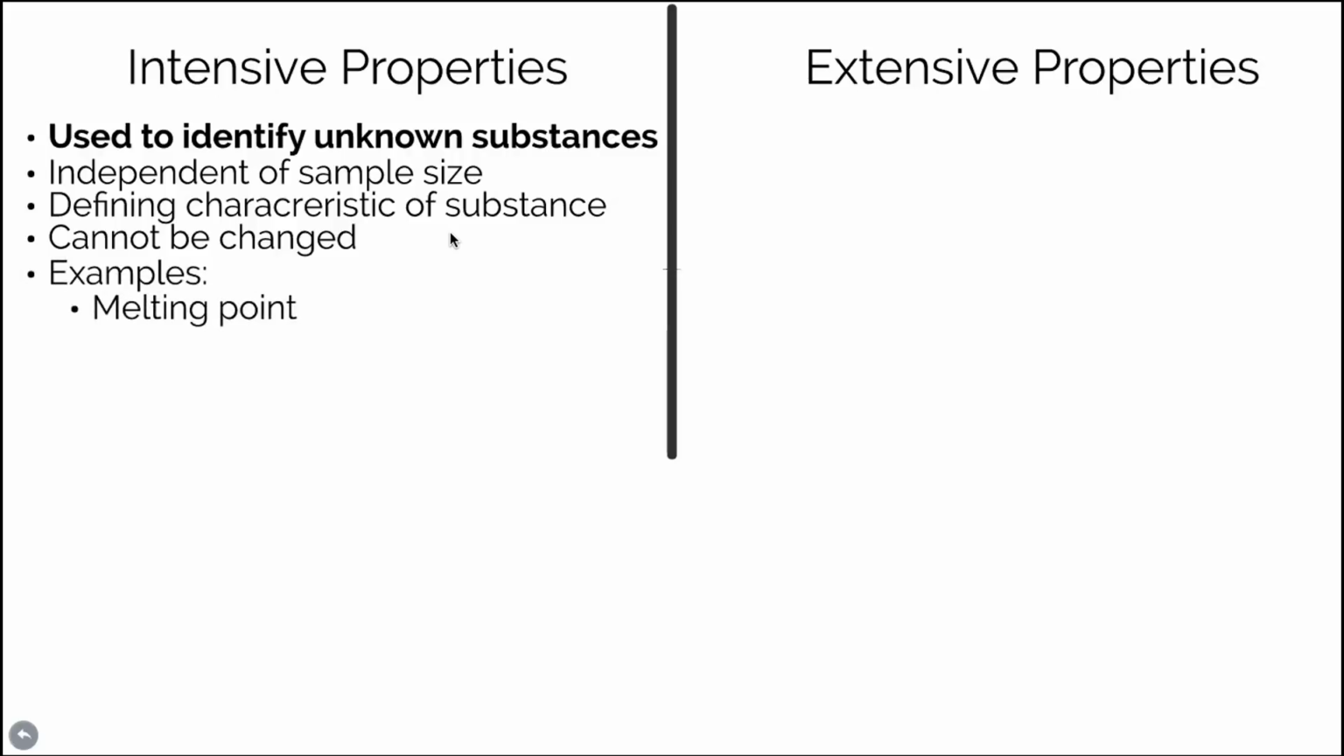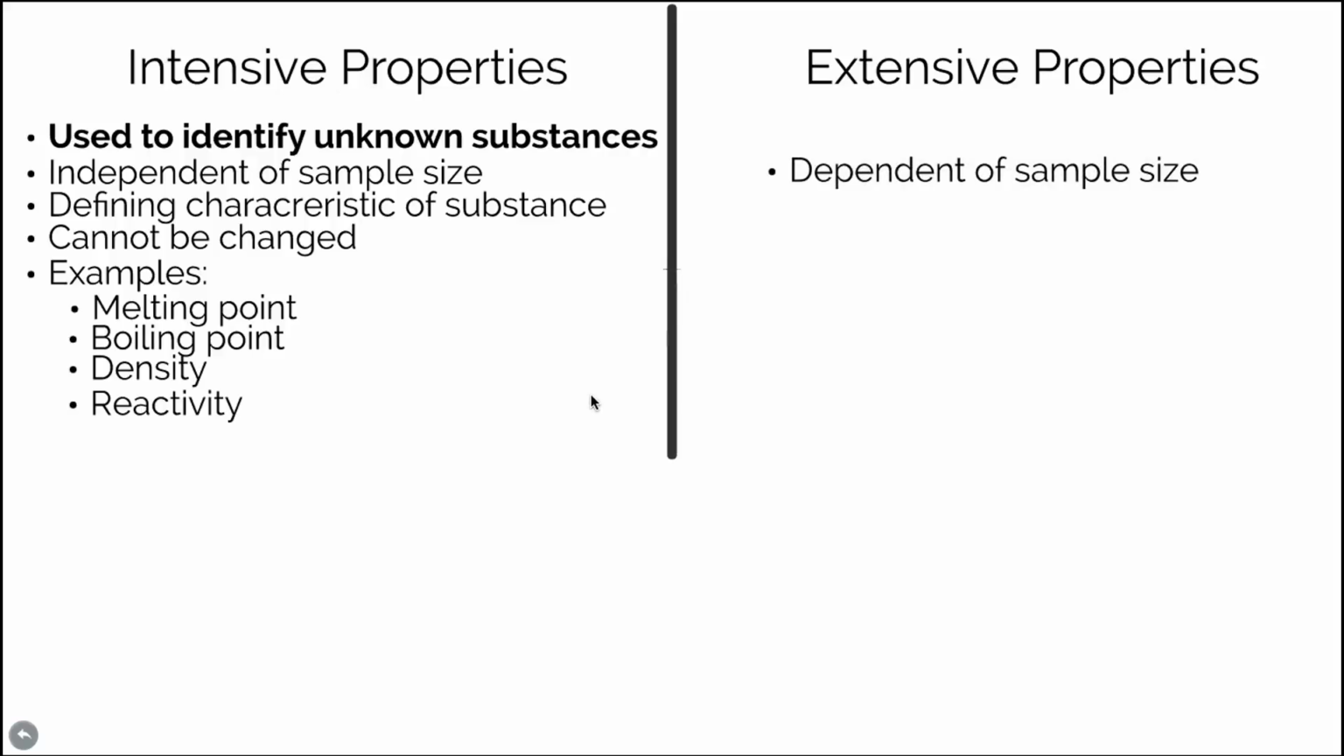Some examples of this are the melting point, the temperature at which something will melt, as well as the boiling point, the temperature at which something will boil. Also, the density, even though it's a physical property, is very specific to the different substances that we might have. And the reactivity of something, if it will react to something, if it is flammable or if it is not flammable.